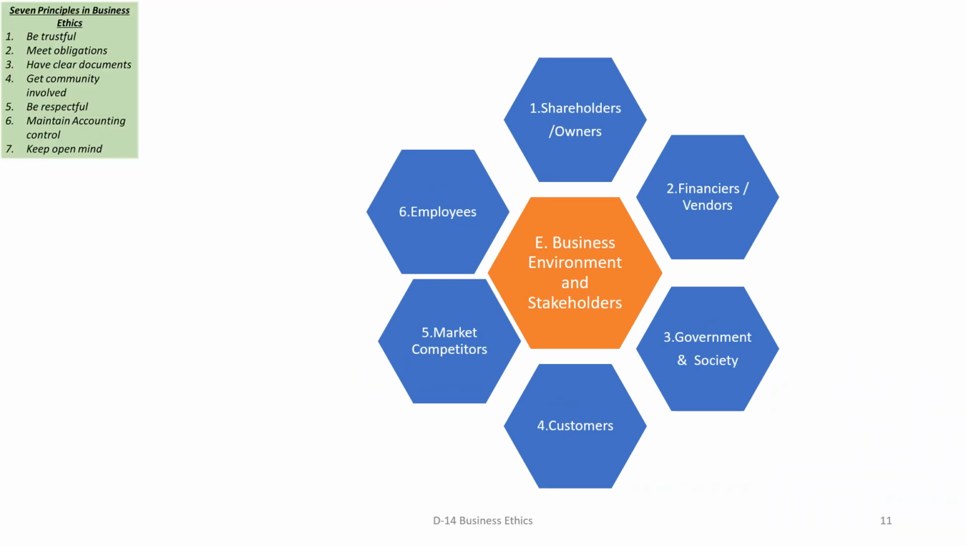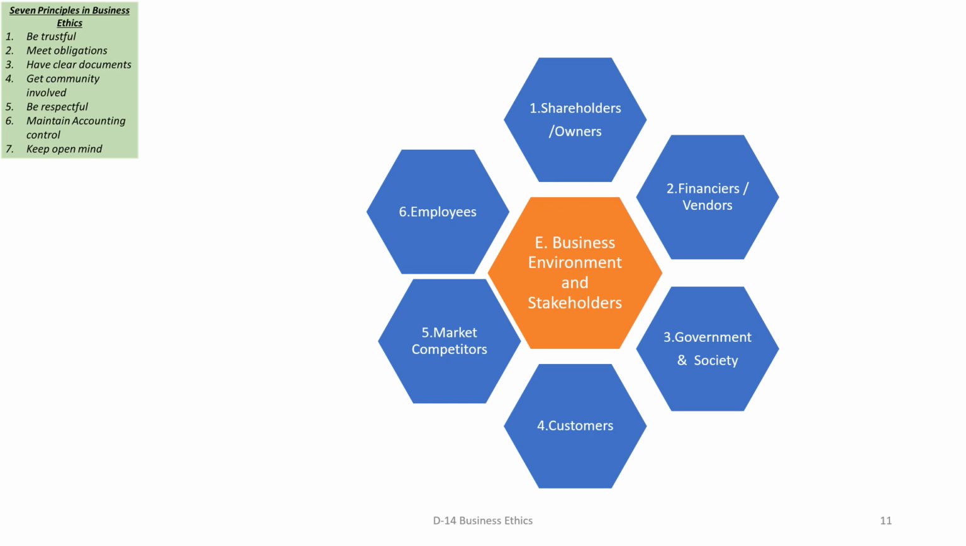Now, we have seen the 7 principles in business ethics. Be trustful, meet obligations, have a clear document, get community involved, be respectful, accounting control and open mind. We need to recognize that these are relevant to all stakeholders in a business. Take a business environment. Who are the joint owners of a business? We call them as stakeholders in the environment. They will be the owners or shareholders. They expect something.